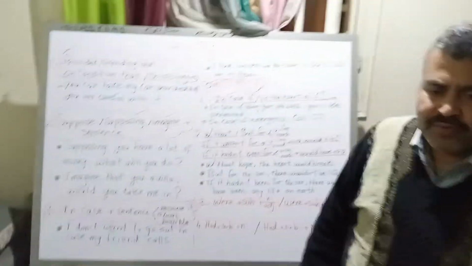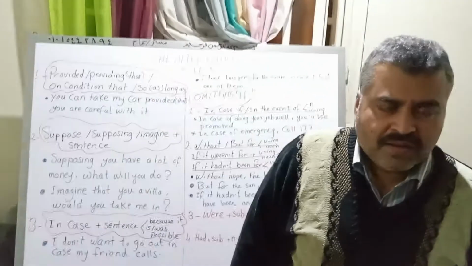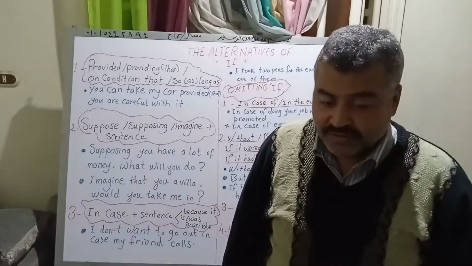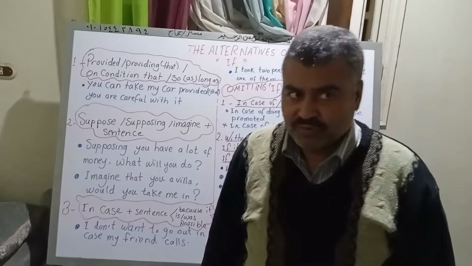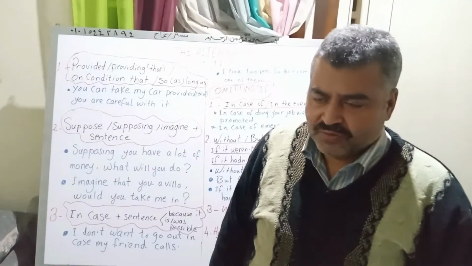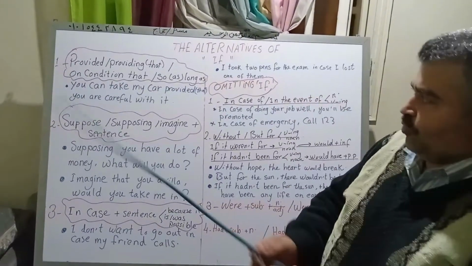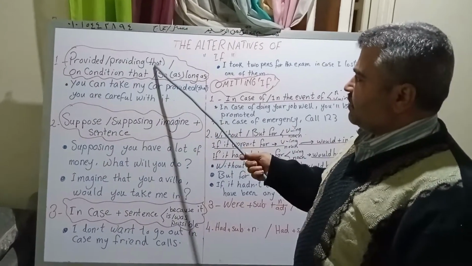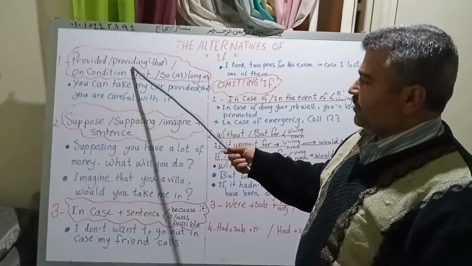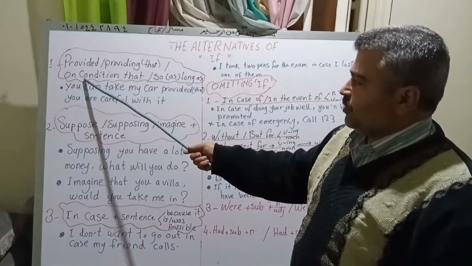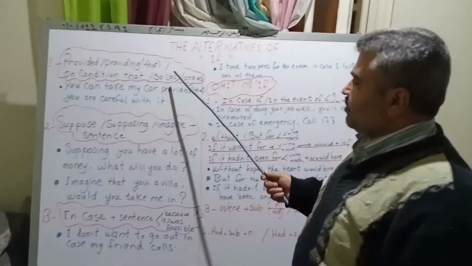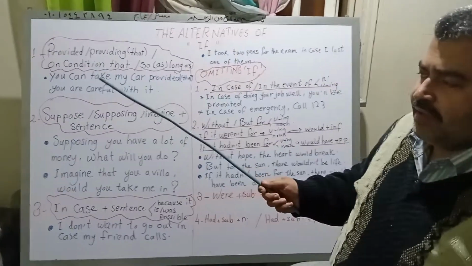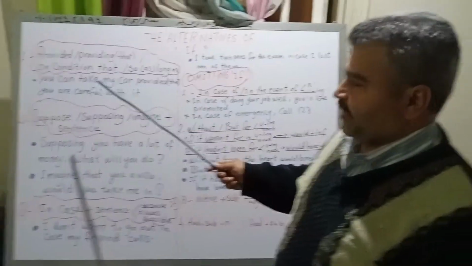Today we are going to discuss together the grammar of Unit 6, second year secondary, the alternatives of if. These are the words we use instead of if in sentences. The first group is providing that, where "that" is optional after provided and providing. We also have the words on condition that, so long as, or as long as. These words mean in Arabic "bishart" or "talama".